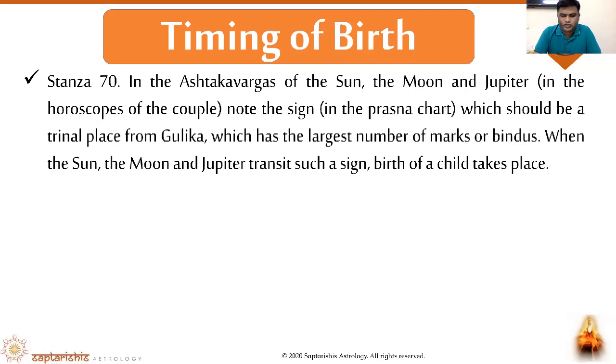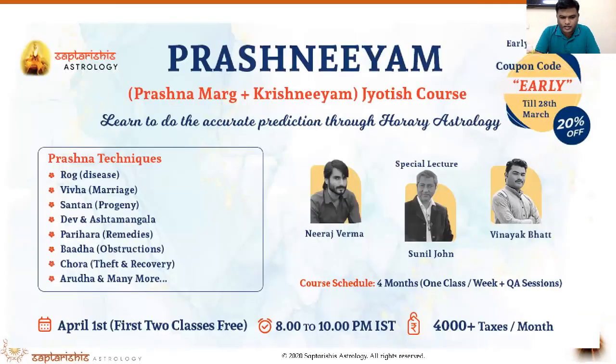So before I go to the example chart, any doubt here? Any doubt till now? Any doubt why we are talking about Sun, Moon, and Jupiter Ashtak Varga? I think no doubt.